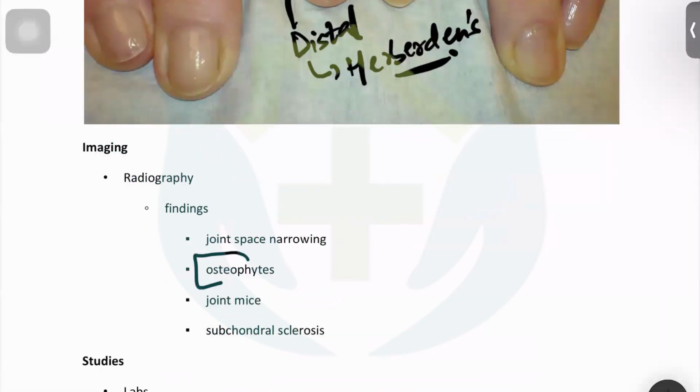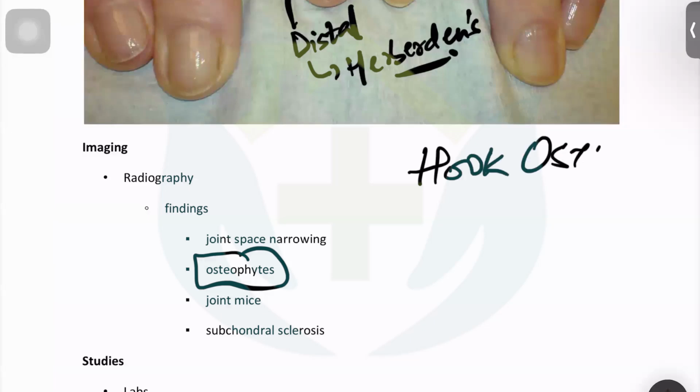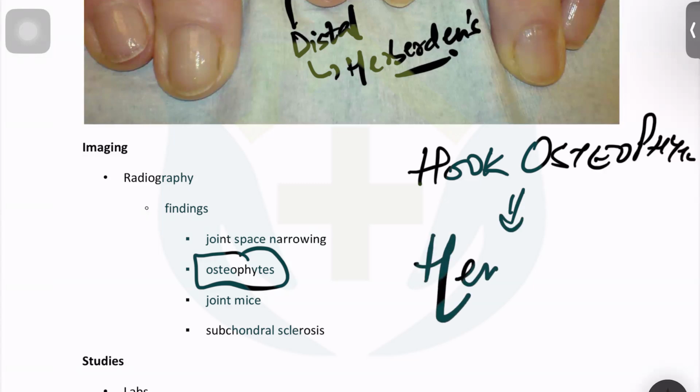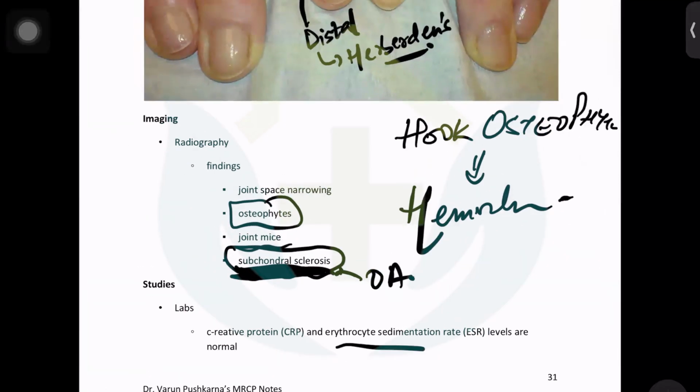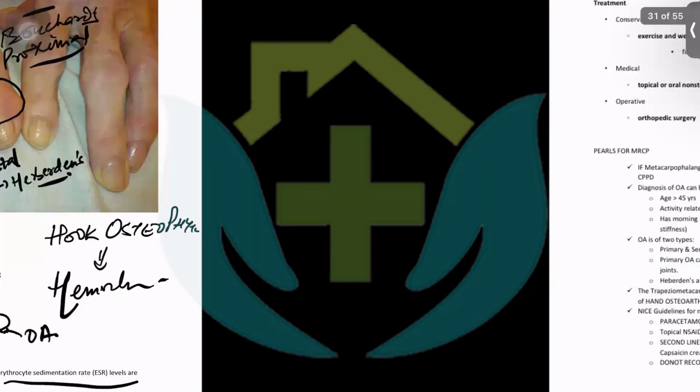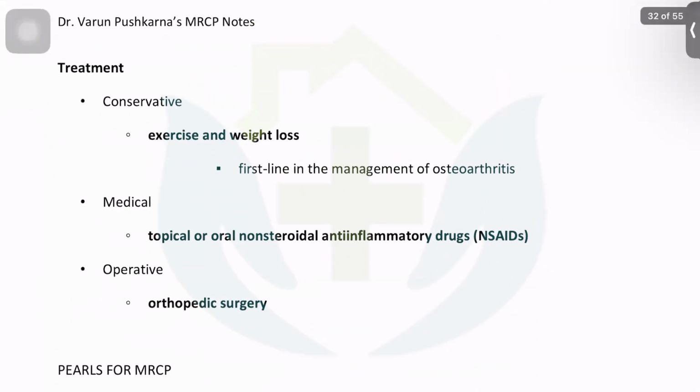Radiography will show osteophytes. Again, remember hook osteophytes are characteristic for hemochromatosis. Look for joint mice and subchondral sclerosis. Look for these terms and the diagnosis is osteoarthritis. Labs, CRP and ESR, are always normal. Conservative strategies to treat are weight loss, exercise, stopping smoking, using topical or oral non-steroidal drugs, and of course surgery.